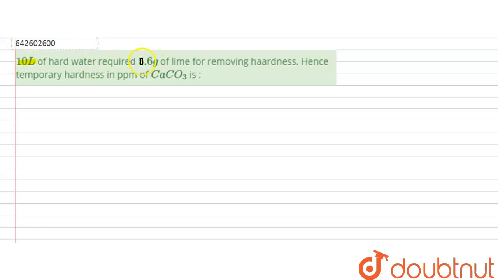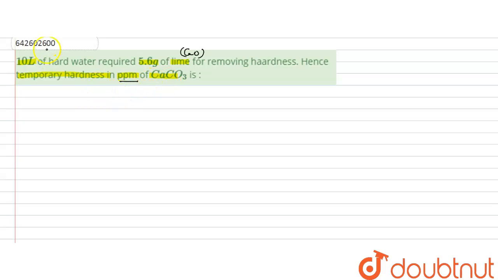Hello students, I am your teacher for this question, and the question is: 10 liter of hard water requires 5.6 gram of lime for removing hardness. Hence the temporary hardness in ppm of calcium carbonate is. So in this question it is given that the volume of hard water is 10 liter and it requires 5.6 gram of lime, that is calcium oxide, for removing hardness of water. So the temporary hardness in parts per million is.